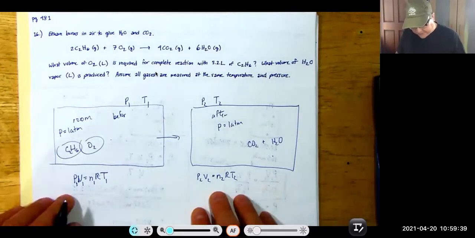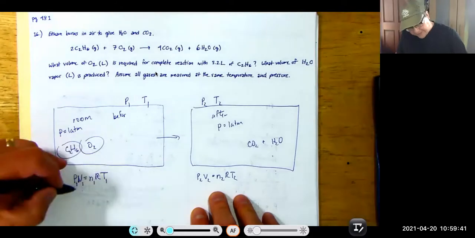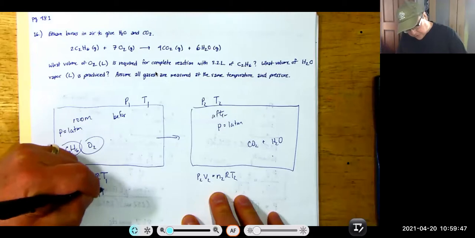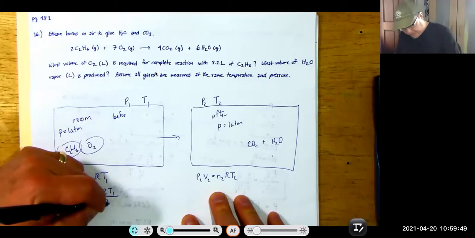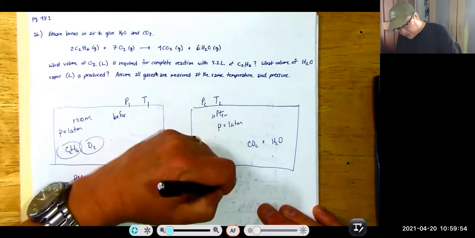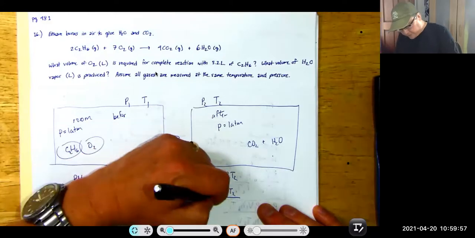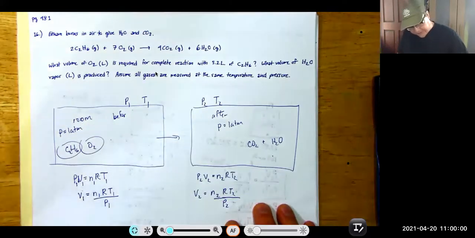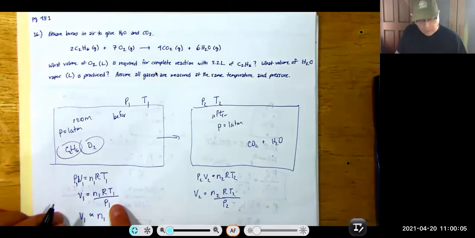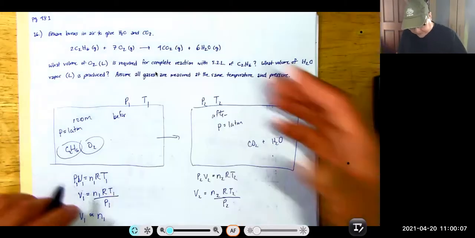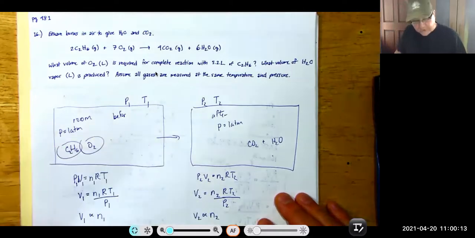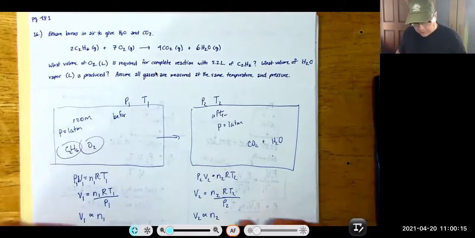So the deal here is, if we take a look, we can see that V1 is equal to N1RT1 over P1. And here we can see that V2 is equal to N2RT2 over P2. In other words, we could say that V1 is proportional to N1. It's not proportional to P1, T1, and R because those are constant. And here V2 is proportional to N2. So in other words, the volume is going to be proportional to the moles.